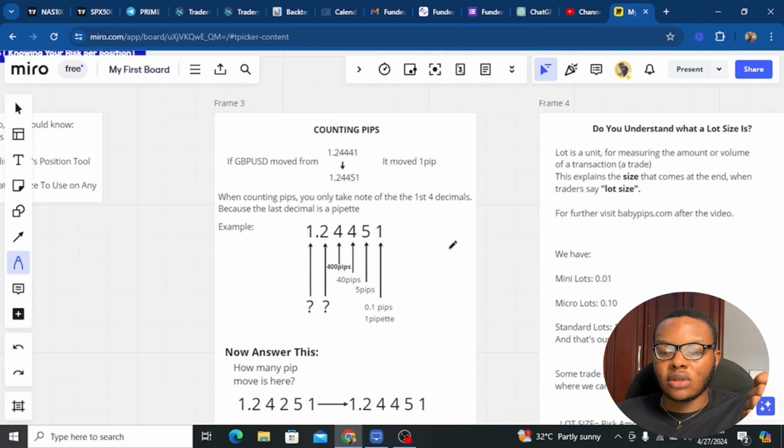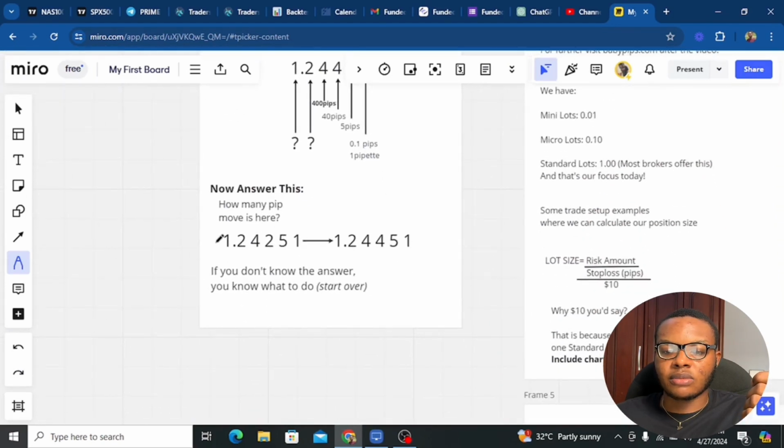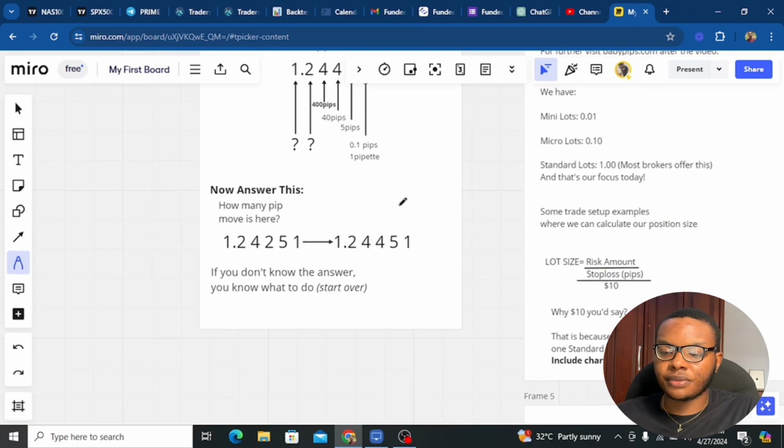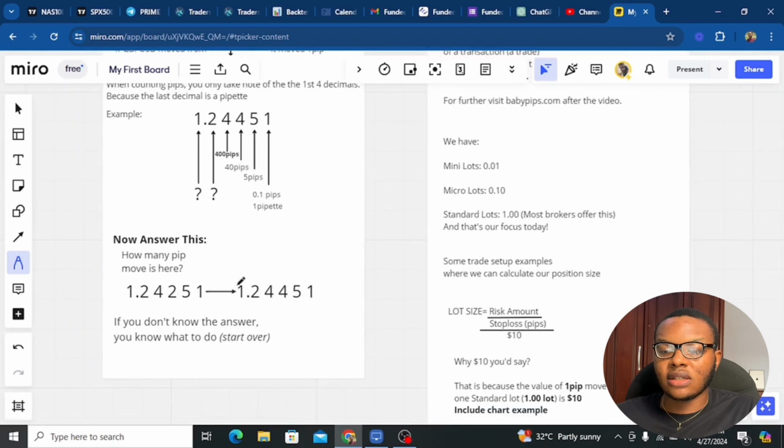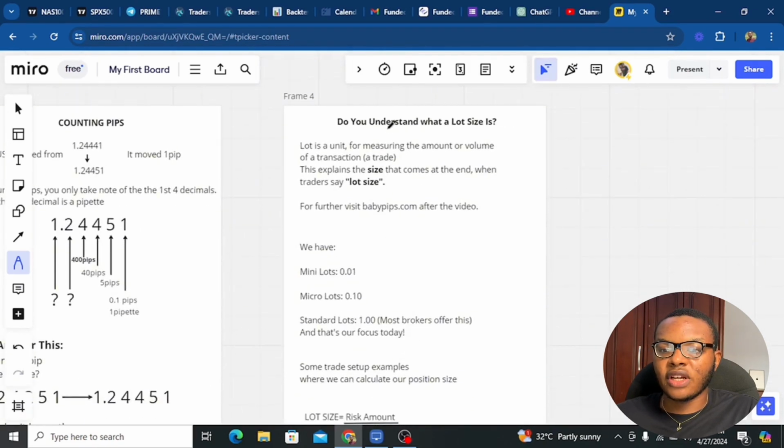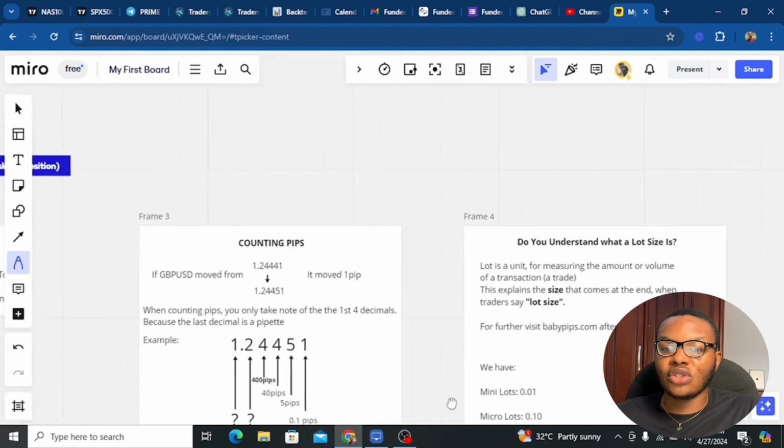All right. So now let's get some exercise done here. How many pips is the move here? I'm not answering this. You're going to answer this now. We have 1.24251. Price moved from 1.24251 down to 1.24451. How many pips is there? If you don't know the answer, you know what to do. Start the video fresh. On the previous exercise, if you had 20 as your answer, you're qualified to come over here. If you do not have 20 here, you need to start afresh.